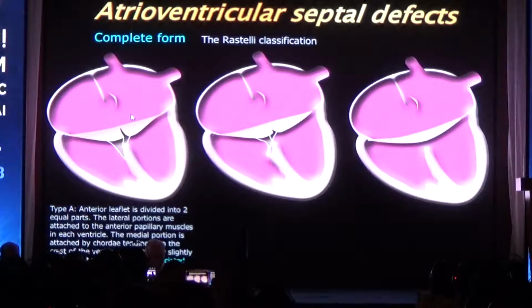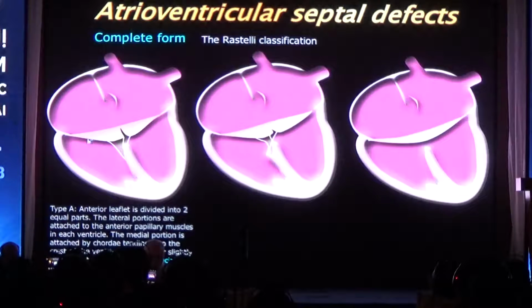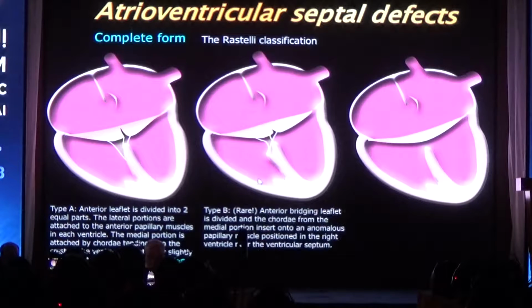In the type A, you have an anterior leaflet that is divided in 2 equal parts. There's a cleft in between here, and they have papillary muscle attachment to the tricuspid side of the heart, so the right side. And this is typically associated with babies that have left-sided obstruction. In the type B, which is much more uncommon, you have a papillary muscle, the remnant of the septal papillary muscle of the tricuspid valve that has chordae tendineae that attach to both parts of the leaflet.